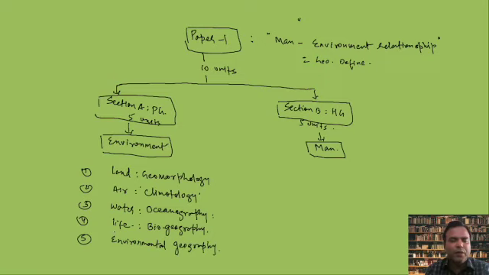Fifth unit is generally used in the general studies also as the environmental part. So all five units become the geography called physical geography. Take command over these five units.